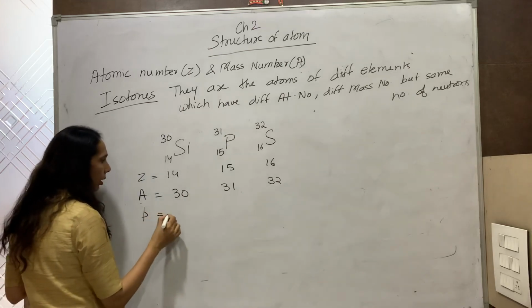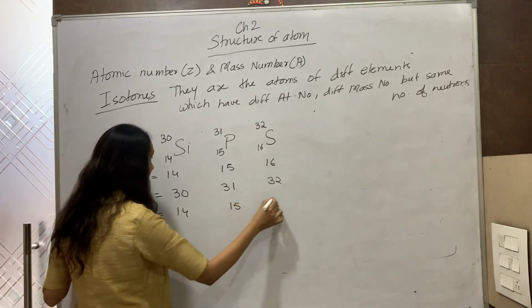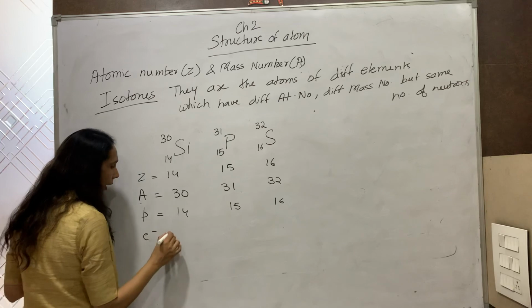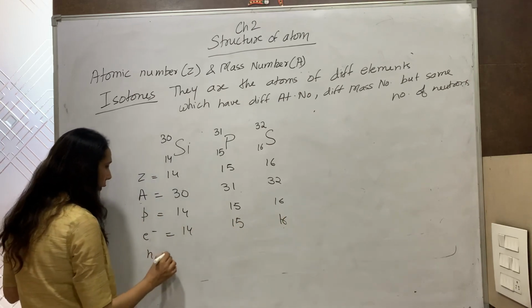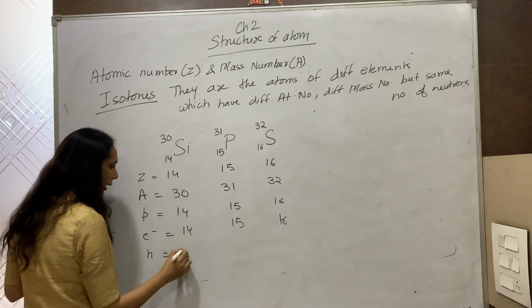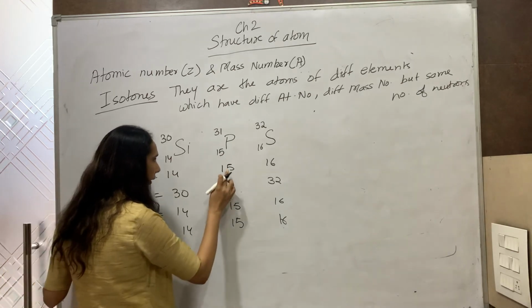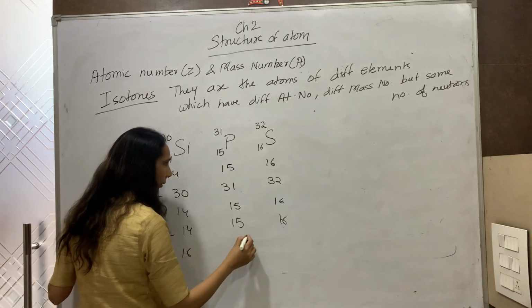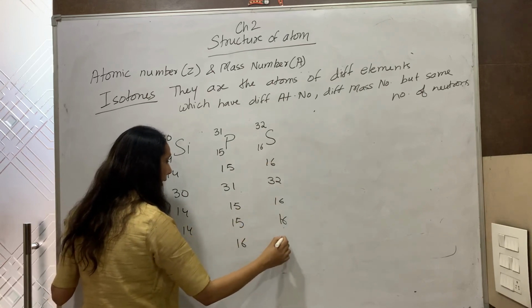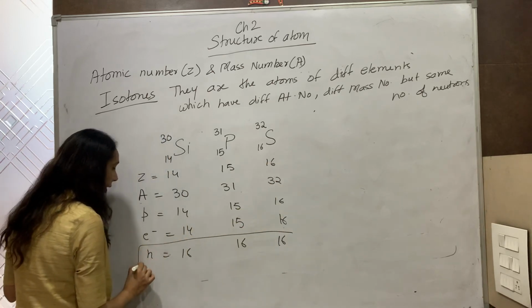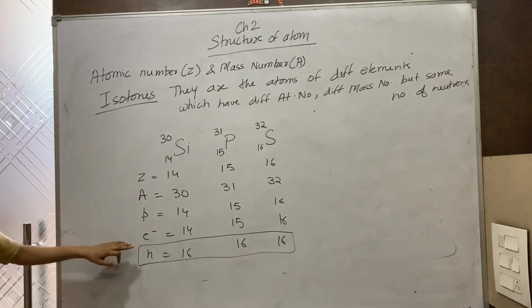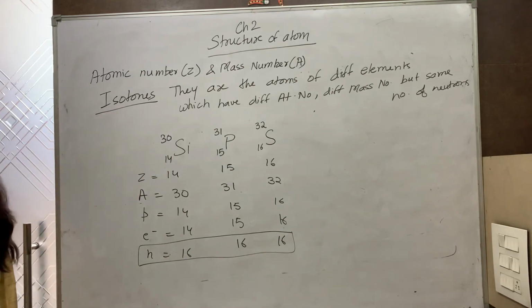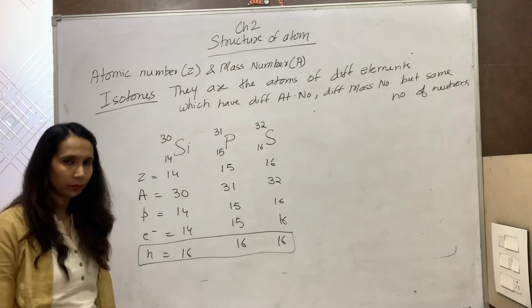Number of protons, 14, 15, 16, that differs. Number of electrons, that will also differ. Now let us calculate number of neutrons for them. 30 minus 14, 16. 31 minus 15, that is 16. 32 minus 16, that is 16. So they have similarity only in number of neutrons. And they are called isotones. Thank you.